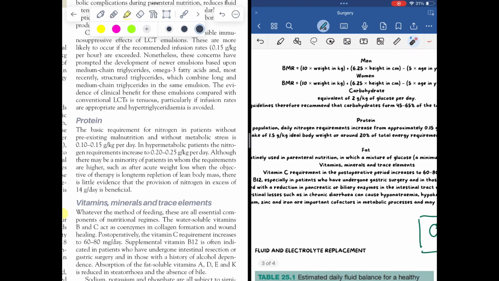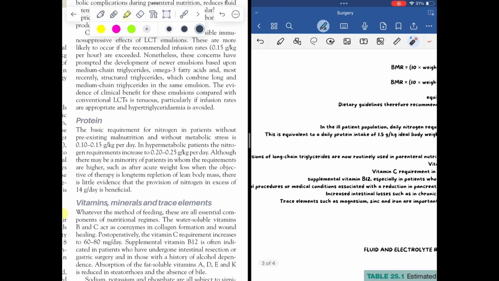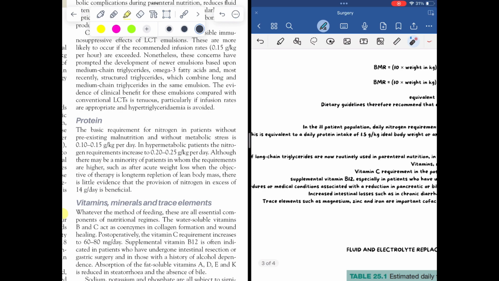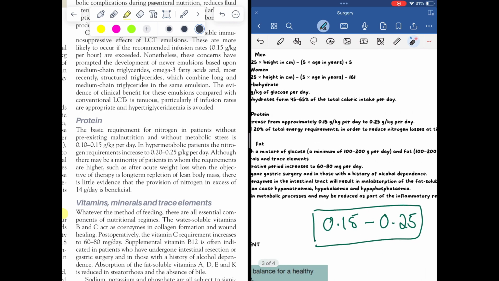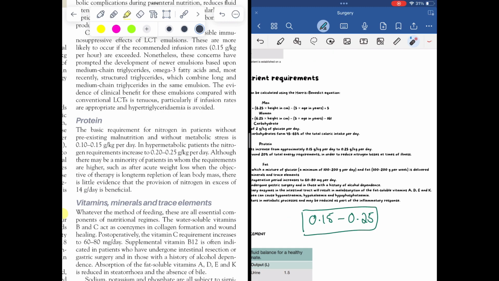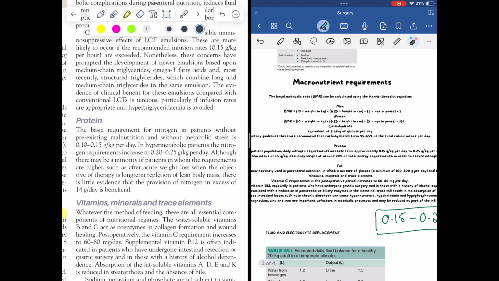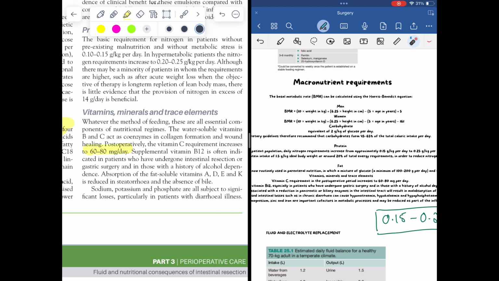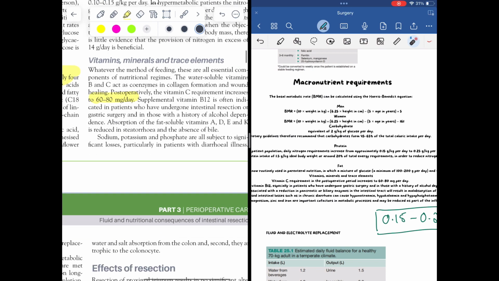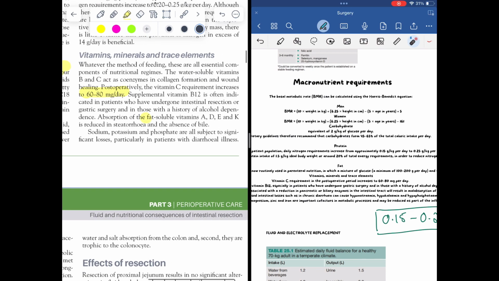Now supplemental vitamin B12 has to be given especially in patients who have undergone intestinal resection or gastric surgery, and in those patients with a history of alcohol dependence. Fat soluble vitamins A, D, E and K are not absorbed in case there is a reduction of pancreatic or biliary enzymes in the intestinal tract, and this is associated with some medical condition or a surgical procedure which resulted in the reduction of these enzymes.